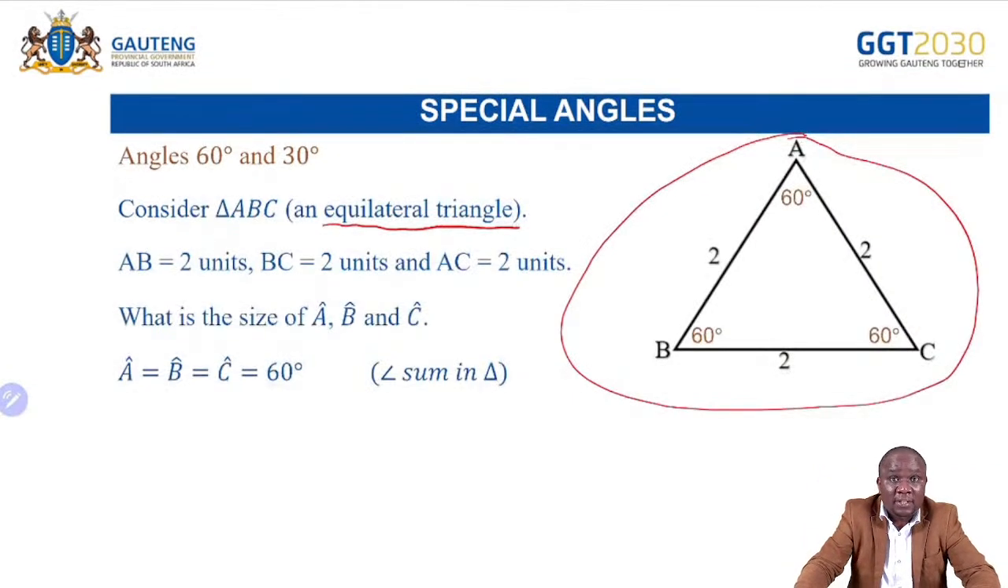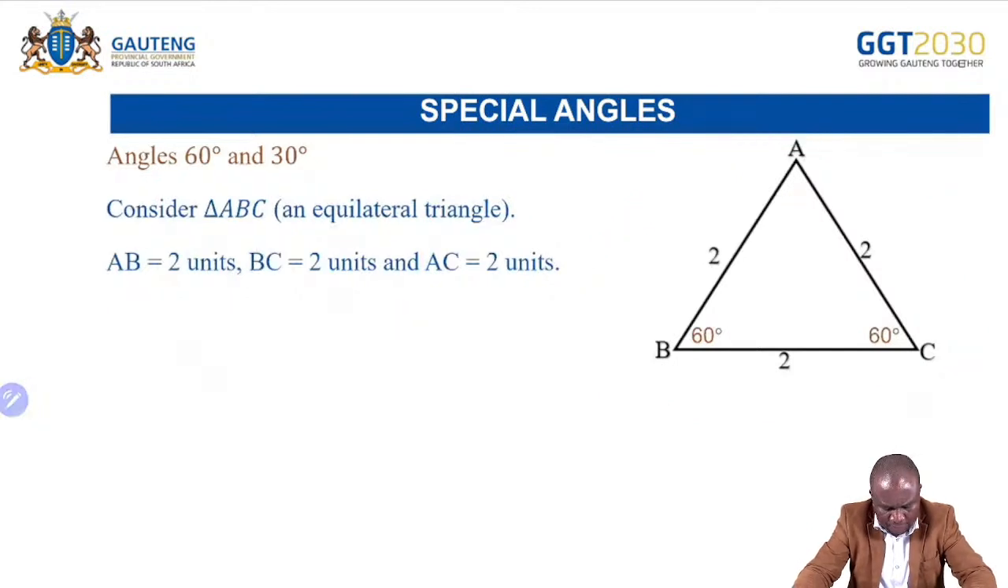Right, welcome back. If you're still drawing the triangle, please continue. We're drawing the triangle ABC, an equilateral triangle. We want to prove the ratios for the 30-degree angle and the 60-degree angle. So this triangle we're going to use for both the angles. Right, the next step, we'll have to do a construction.